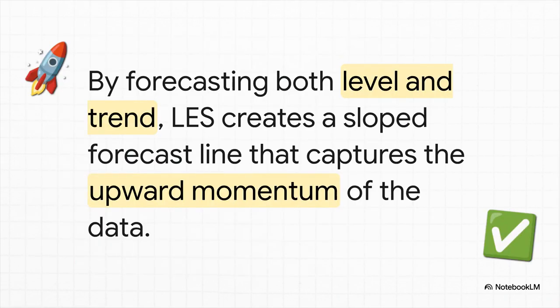And here is the payoff. When we use linear exponential smoothing on that same data, look at that difference. It is night and day. The forecast is no longer a sad, flat line. It's a sloped line that actually captures the upward momentum of the sales. Now this is a forecast we can actually use.